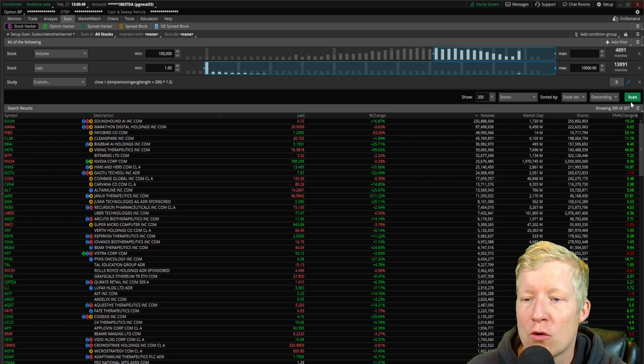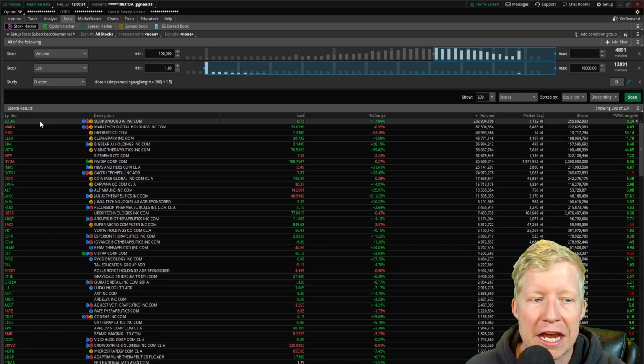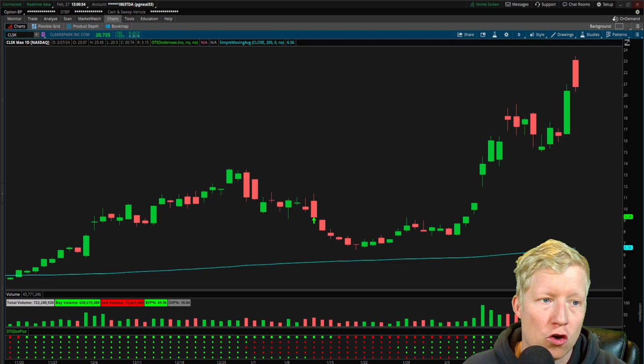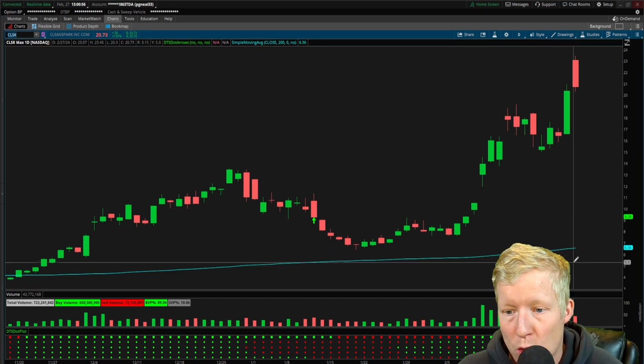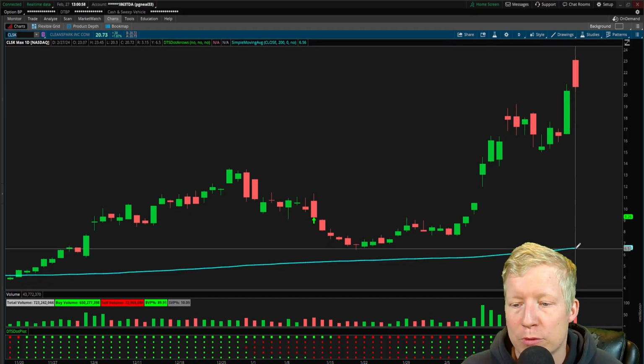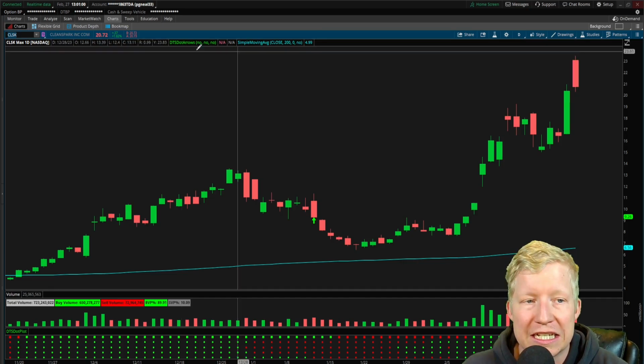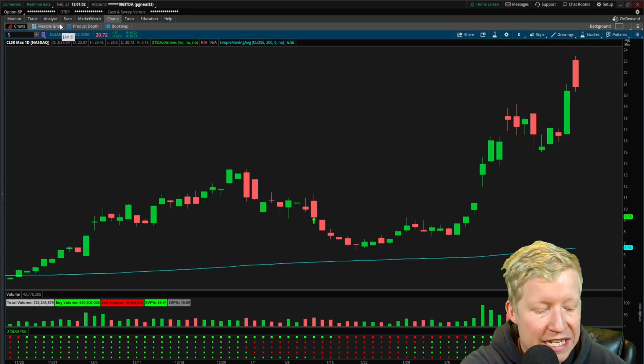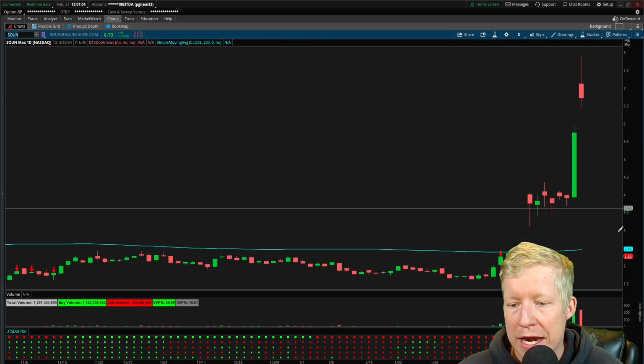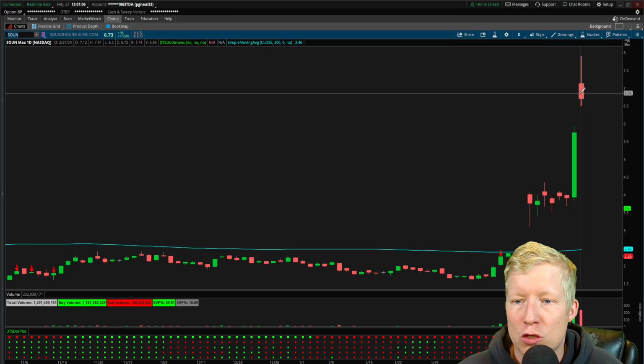But that's the code I'm injecting. I've already run the scanner, and these are the stocks being returned, right? You've got CLSK was one of them. Obviously, current 200 simple length moving average is at 650. This stock's at 23. Insane strength, right? SOUN, current 200 simple length moving average, 246.